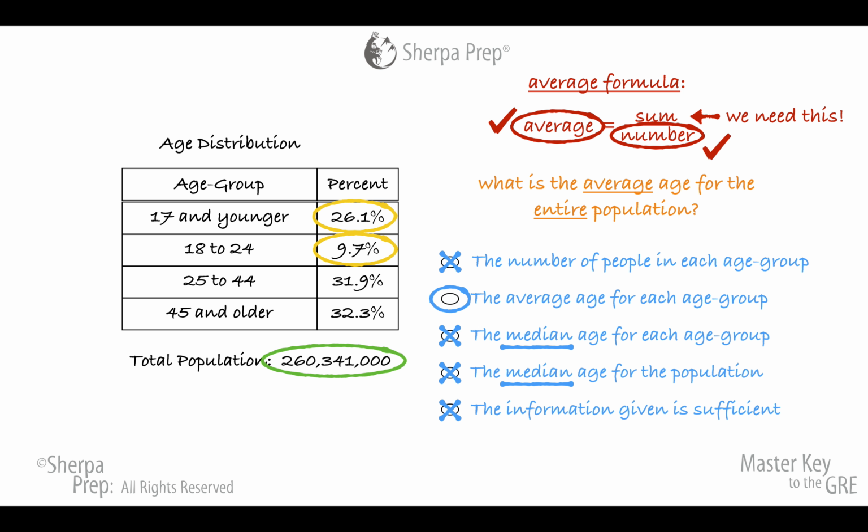And together, we could use them in the average formula to get the sum of the ages for each of these four groups. And if we could get the sum of the ages for each of the four groups, we could add them all together to give us the sum of the ages for the entire population. And that, of course, is the piece of information that we need to get the average age for the entire population. And that's why the second answer is the correct answer.